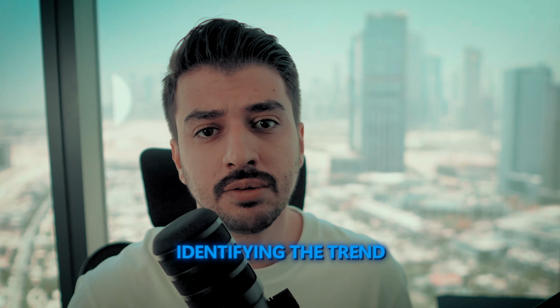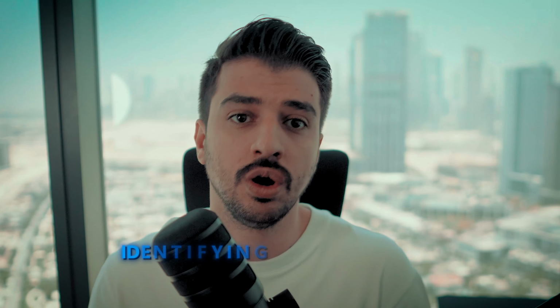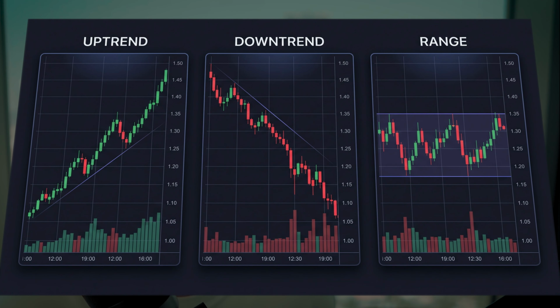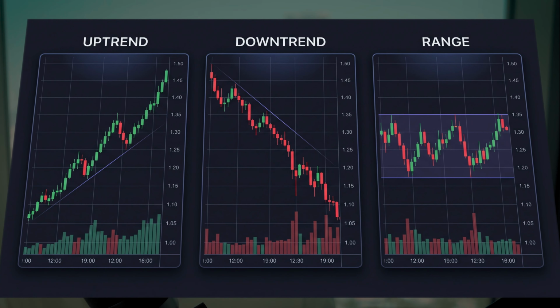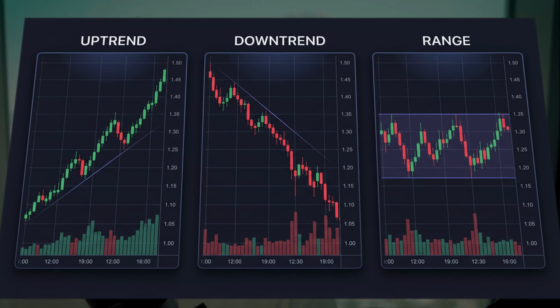The trend, the single most important concept in all of trading and the one beginners argue with the most. An uptrend is a sequence of higher highs and higher lows. The price makes a high, pulls back to a low, then makes a new higher high, then pulls back to a higher low. As long as that pattern holds, you are in an uptrend. A downtrend is the opposite. Lower highs, lower lows. Sideways action, a range, is when the price is just bouncing between roughly the same high and the same low without making new ones in either direction.